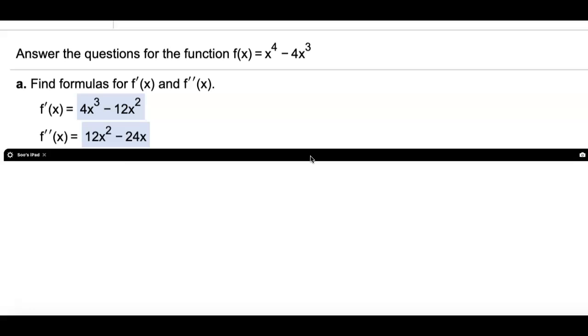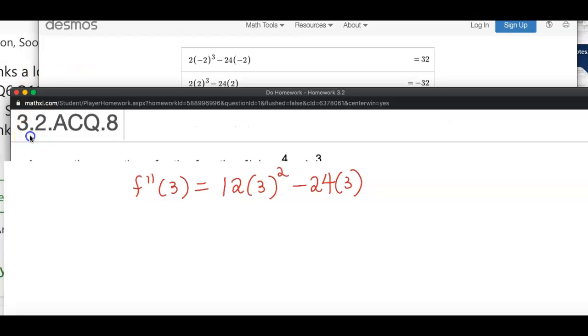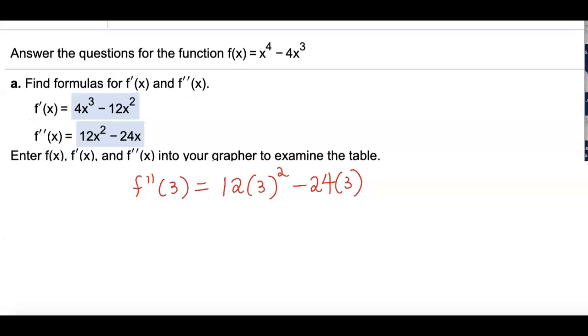So take a look. The second derivative function is f double prime equals, you see what it is right there. So I'll plug in 3 into the second derivative, okay? That is 12 times 3 squared minus 24 times 3, which is, I typed it in right here, 12 times 3 squared minus 24 times 3, and that got me positive 36. We don't really care about the numerical value. What we care is that that 36 came out to be positive.